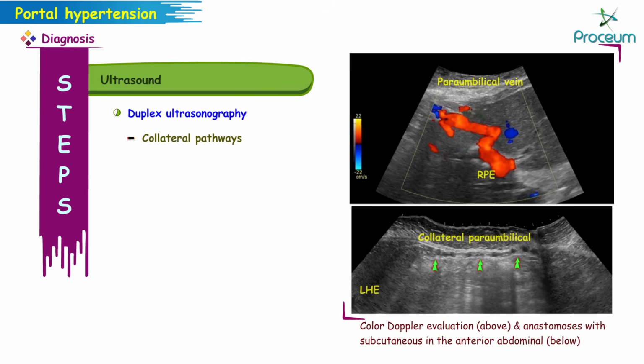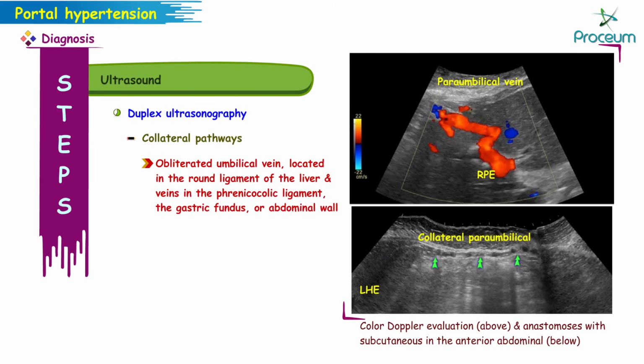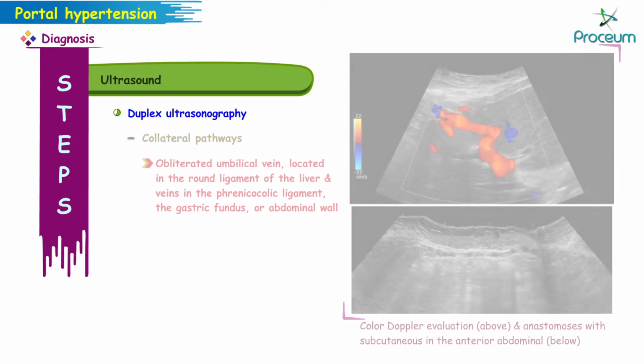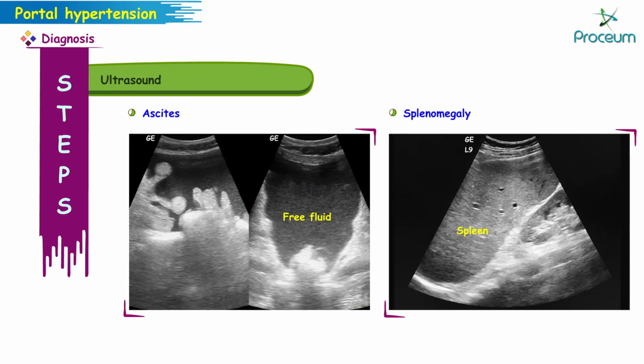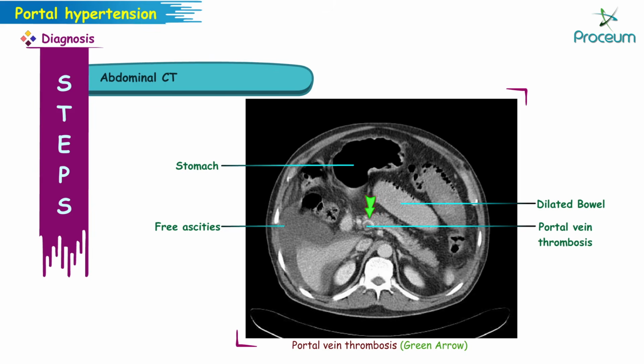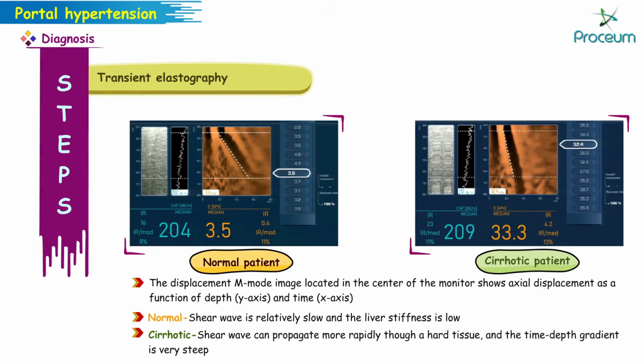Note that collateral pathways examined include the usually obliterated umbilical vein located in the round ligament of the liver and veins in the phrenicocolic ligament, the gastric fundus, or abdominal wall. All are indirect indications for portal hypertension. Ultrasonography can also detect ascites and splenomegaly. An abdominal CAT scan is helpful in detecting portal vein thrombosis. Transient elastography using ultrasound is a non-invasive method for detecting hepatic fibrosis.